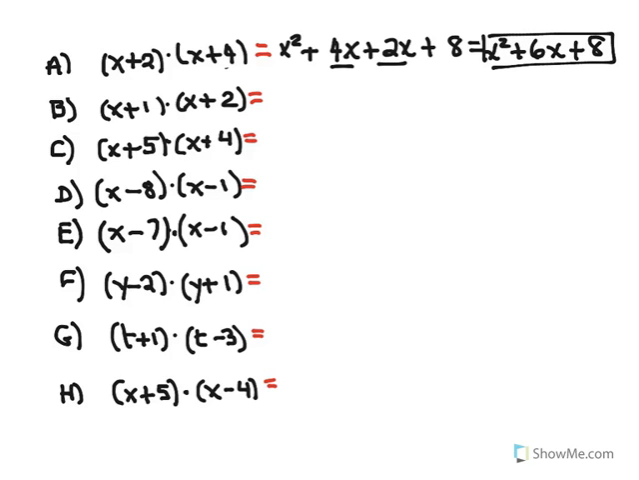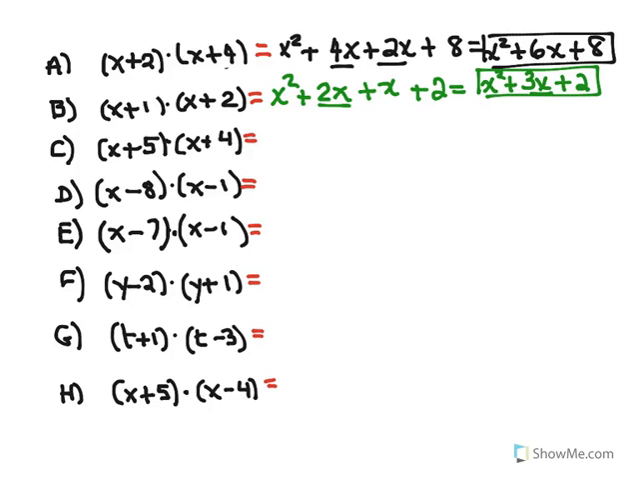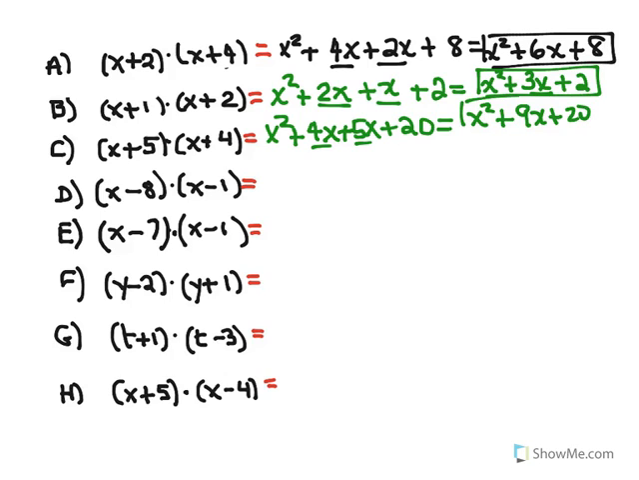Okay, let's go with the second, and the second I'm going to go first, x and x, outside, inner, 1 times x is x, and last, and that's x squared plus 3x plus 2. Okay, this 3x comes from 2x plus x. Okay, here it goes. First, outside, inside, and last. Now I'm going to combine these two. It will give me x squared plus 9x plus 20.